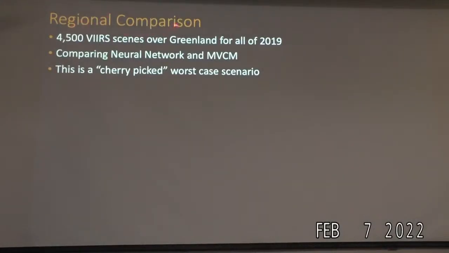I do a regional comparison using 4,500 VIIRS scenes over Greenland for all of 2019. I'm comparing the output of the neural network and the NVCM. I want to emphasize this is cherry-picked. This is the worst case scenario. These are the largest differences we should expect to see between the neural network and the NVCM.